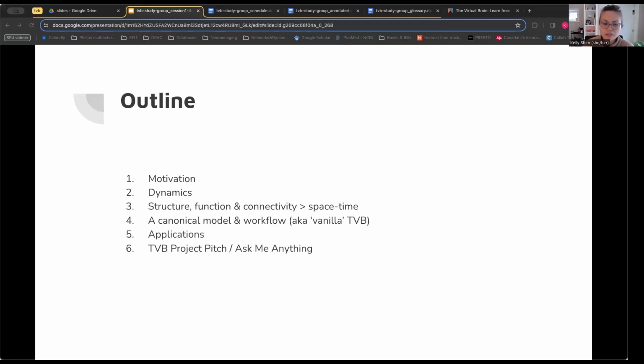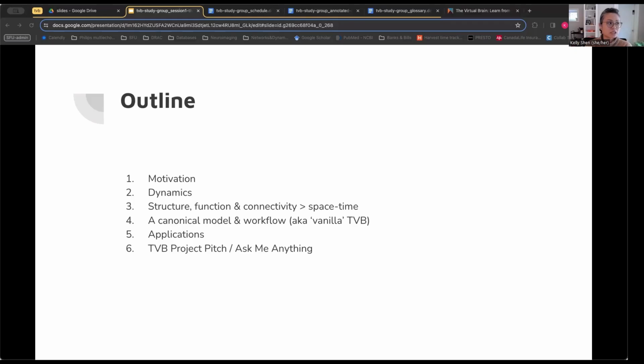Just a quick outline for what we're going to go through today. One, we'll talk a little bit about motivation, like why we might use the virtual brain for large scale modeling. We'll give you some foundations for dynamics, and specifically resting state dynamics. We'll talk about the role for structure and function, especially as it relates to structural and functional connectivity, and what that means in terms of putting constraints on a space-time relationship. We'll go over what we call vanilla TVB workflows and models, and what a very typical looking model or workflow would look like.